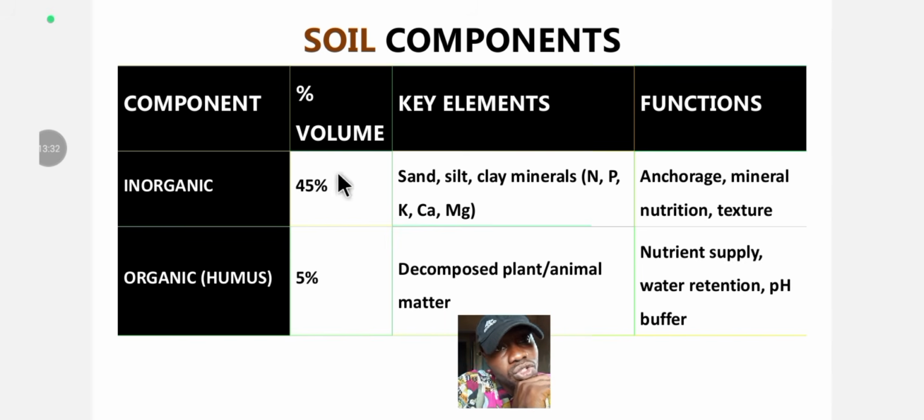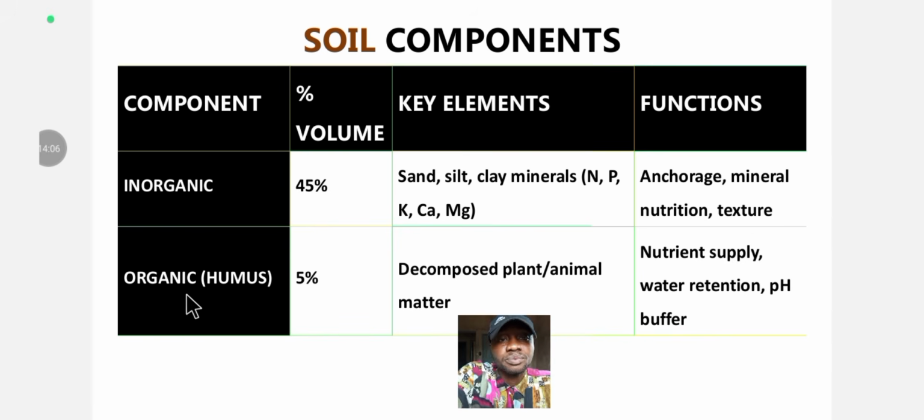So what are the functions of the inorganic components of the soil? Anchorage. What is anchorage? It anchors the soil, puts the soil together, keeps the soil together, maintains integrity. That's anchorage. Then mineral nutrition. Remember, the inorganic component of the soil has all these macro minerals, and also texture. Because it helps in anchorage, it also determines the texture of the soil.